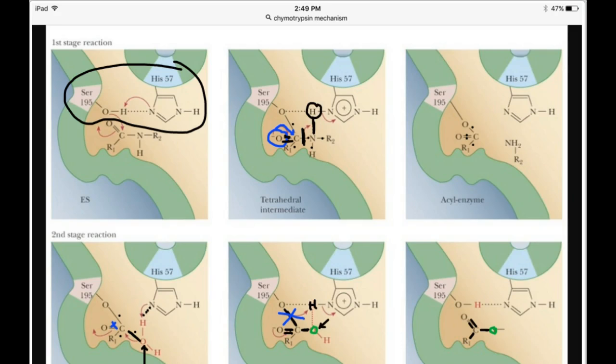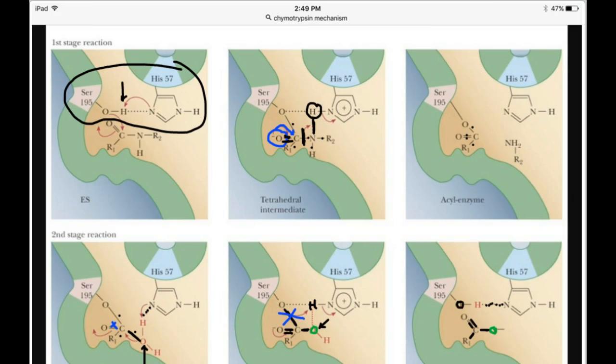But when we started the mechanism initially, histidine was not protonated. If we look at step 1, the proton is on serine. It is not on histidine. And so the last step to recycle this is that histidine donates its proton back to serine, the oxygen of serine that just lost its bond with the carbonyl carbon.